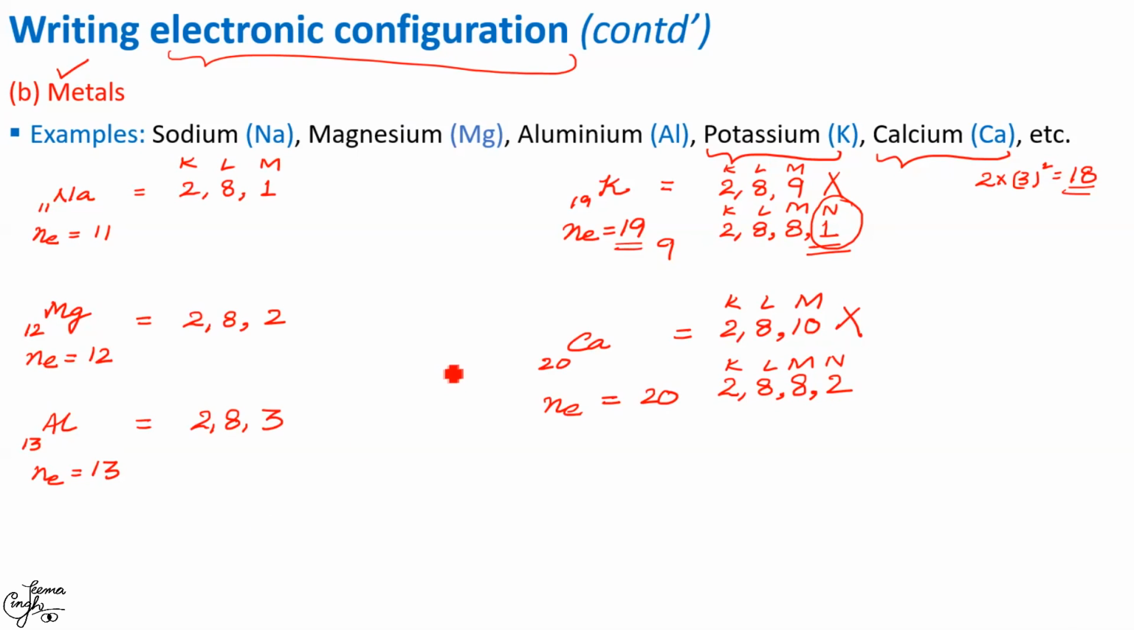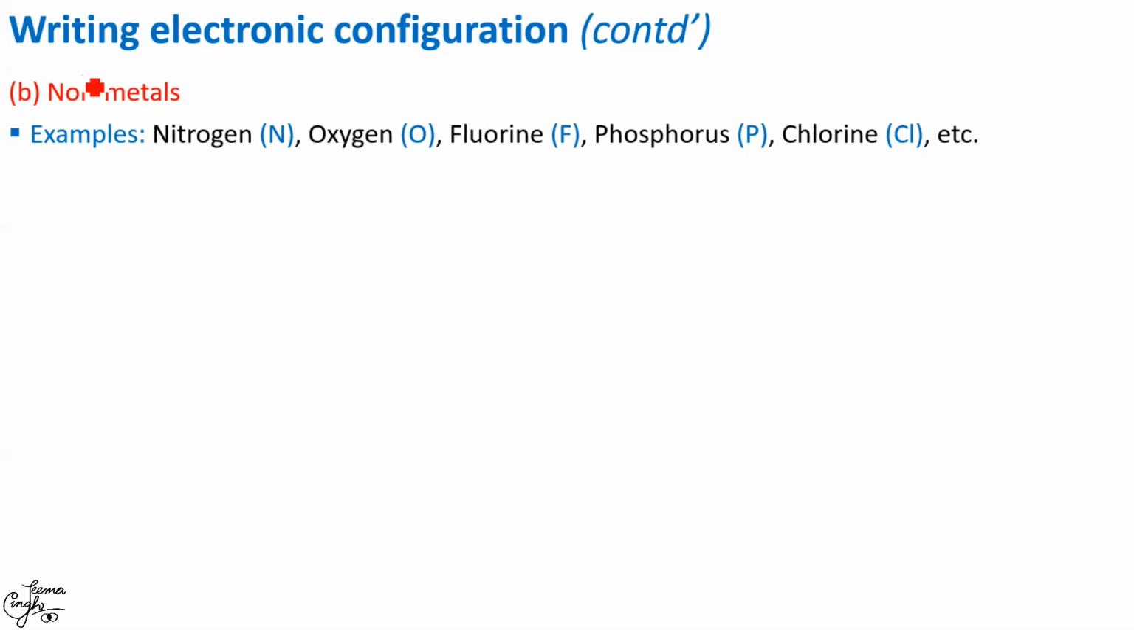Let us now move ahead and write down the electronic configuration for a few non-metals. Nitrogen. Nitrogen has atomic number 7, therefore the number of electrons is equal to 7. Your configuration for nitrogen is going to be 2, 5. For oxygen, the atomic number is 8, so the number of electrons is equal to 8 here. So you have the electronic configuration as 2, 6.